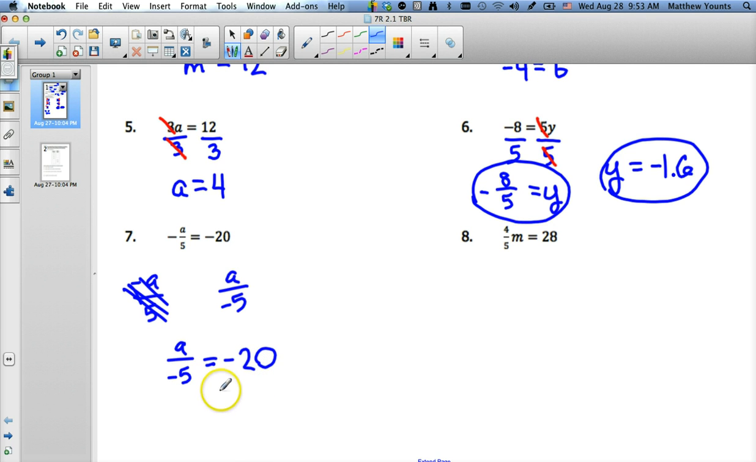And the reason I'm doing that is because now I know, since I'm dividing a by negative 5, I need to use the opposite of division. I need to use multiplication to get rid of this negative 5 to isolate my a value. So I'm going to multiply both sides by negative 5. Well, when I multiply a over negative 5 by negative 5, I'm really multiplying by negative 5 over 1. So that negative 5 and that negative 5 will cancel. And so I'm left with a over 1, or just a, which will be equal to negative 20 times negative 5. A negative times a negative is a positive, so that would be equal to positive 100.